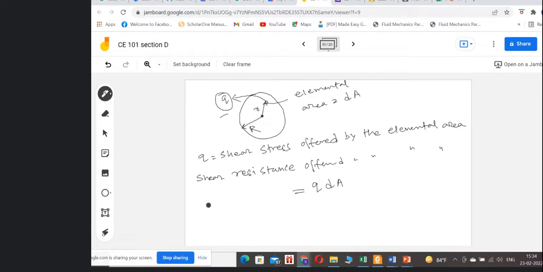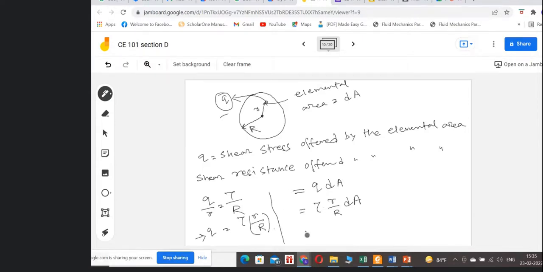Now, from the expression we know that q by r is equal to tau by R, this capital R. So q can be written as tau into small r by R. If we substitute this value of q, we get tau into r by R into dA. So this is the shear resistance offered by the elemental area.